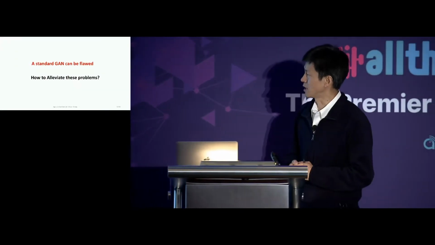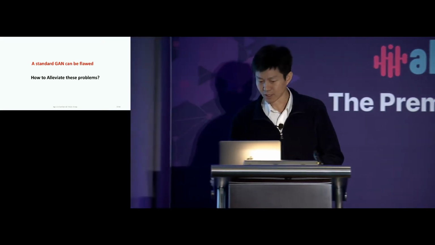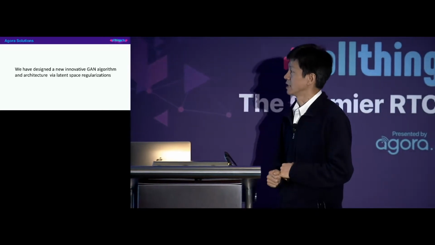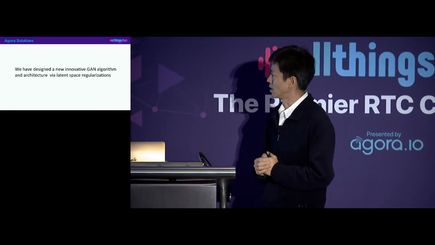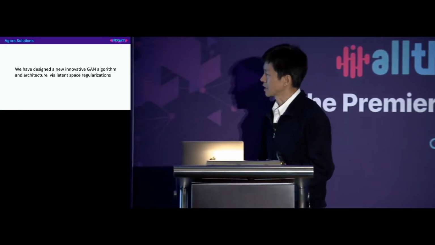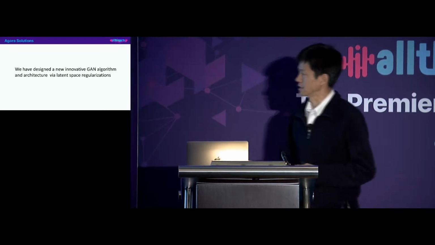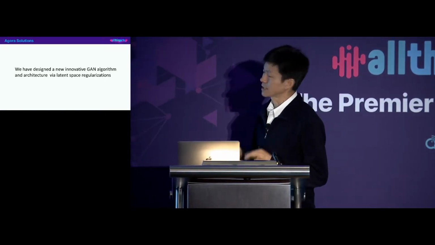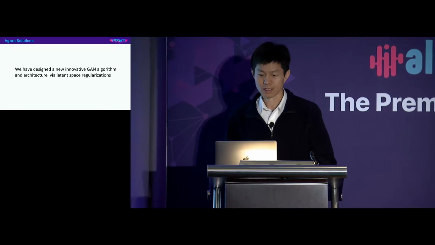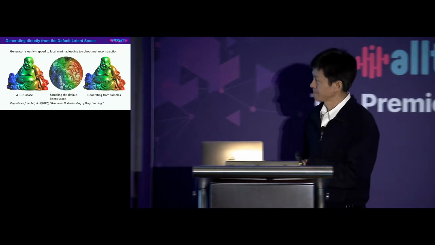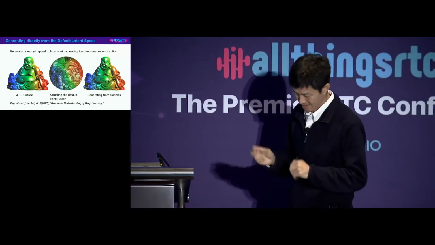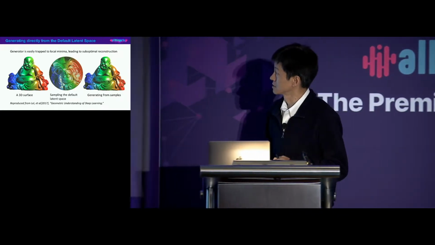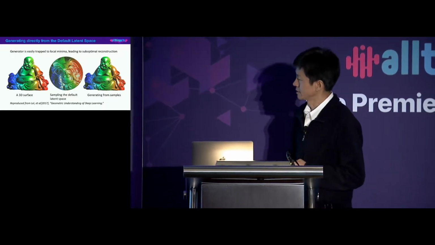So how do we alleviate those problems? We started working on this and tried to think of ways to improve it. And we have designed a new innovative GAN model. Both its architecture and the algorithm are quite innovative, via the so-called latent space regularization. So I'd like to very briefly explain, using a few images, what latent space optimization means.